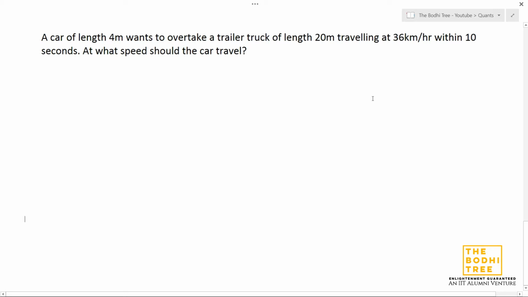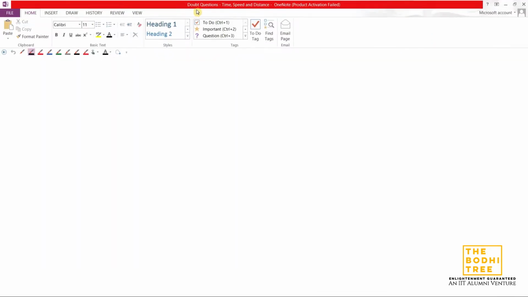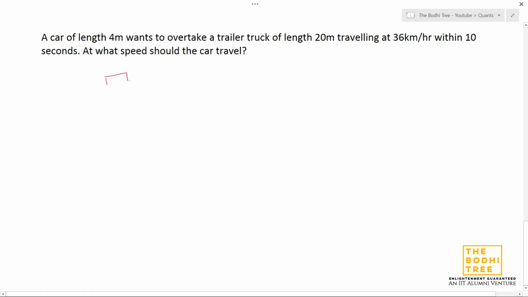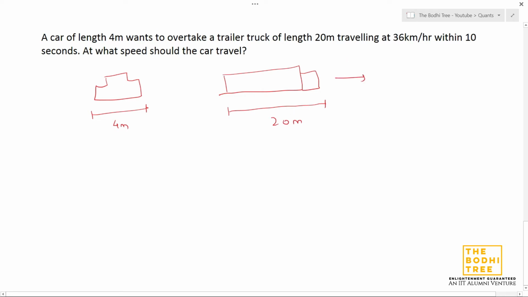A car of length 4 meters wants to overtake a trailer truck of 20 meters. So the length of the car is 4 meters, and there is a trailer truck of 20 meters traveling at 36 kilometers per hour.